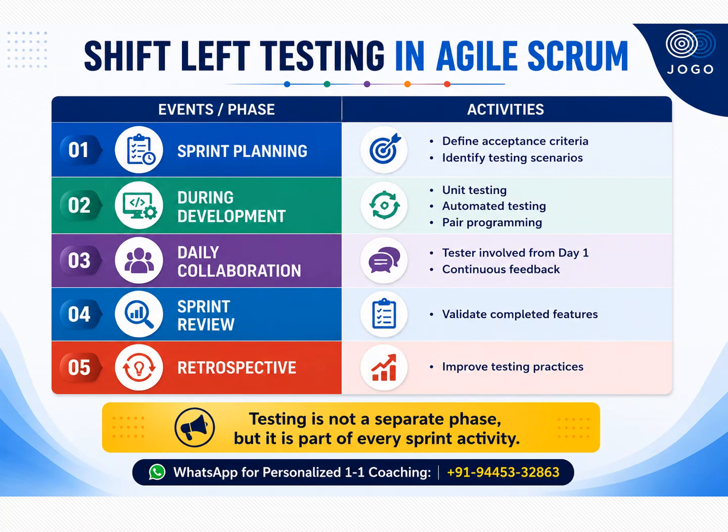During the sprint review, we need to validate all the features, and the product owner should be available to validate and give the feedback. During the retrospection, we need to ensure that testing practices improvements also discussed. So by doing these activities, we can implement shift left testing in the Agile projects. So here testing is not a separate phase, but it's part of every sprint activity. So that's what it's called shift left testing. Hope this is clear and helpful.